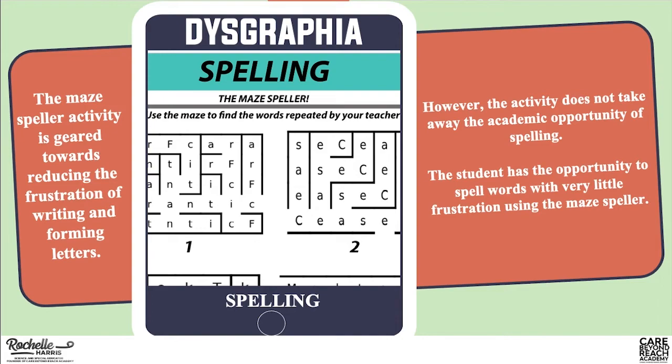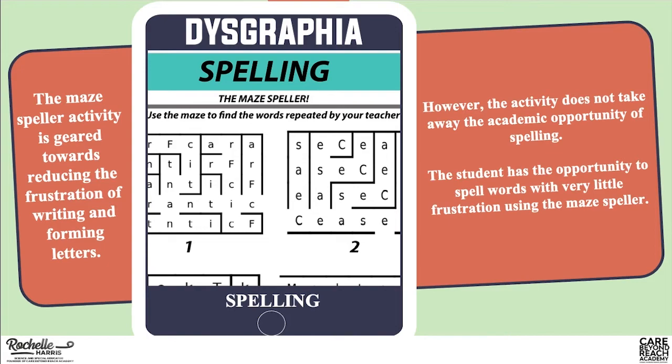When we look at dysgraphia, they struggle to write clearly, and because of this they have an issue with spelling. Spelling is a major area of weakness for students with dysgraphia. So here we have a maze activity. Again, this one was also designed by me. The maze speller activity is geared towards reducing frustration of writing and forming letters. What this activity does is give them the opportunity to spell the words with very little frustration.